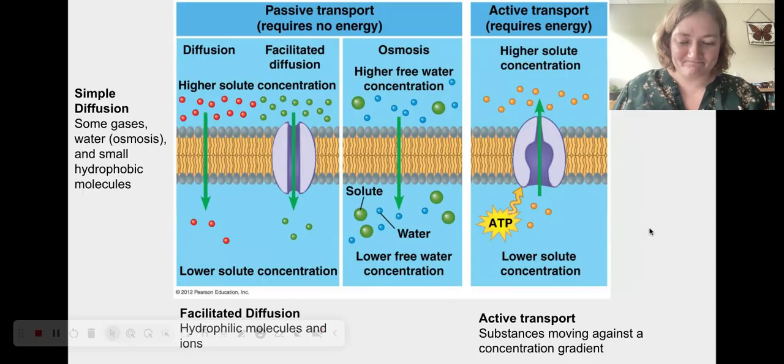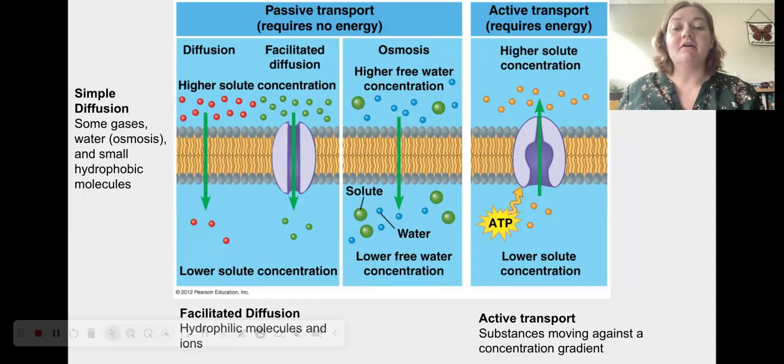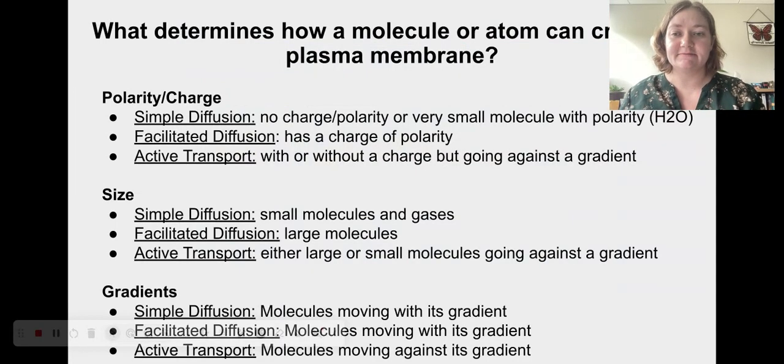All right, that was our recap of types of transport. I mentioned osmosis. Now let's take a closer look at osmosis. I did put in this recap slide that might help you with your studying. What determines how a molecule can move across the plasma membrane? I've included this slide from the lecture when we first started talking about transport in class. I'm including it again here because I think it's a really good review slide.